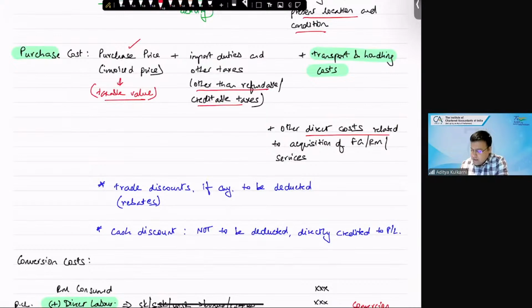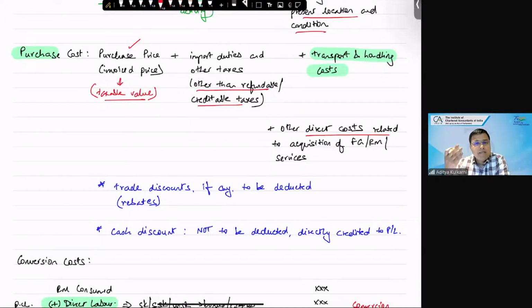ठीक है? Trade discounts, if any, will be deducted. That is your rebates. Trade discount क्या होता है? Suppose you place a bulk order, let us say for 1000 units. Let us say you are anticipating a festive season and the purchases will go up, and therefore you place a bulk order for say 10,000 units of the item you are dealing in.